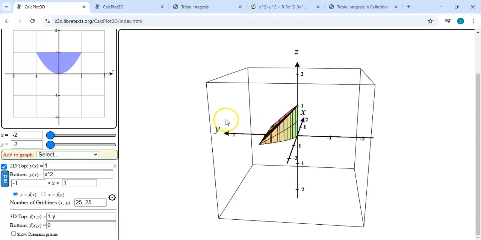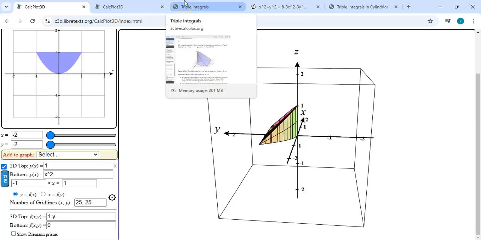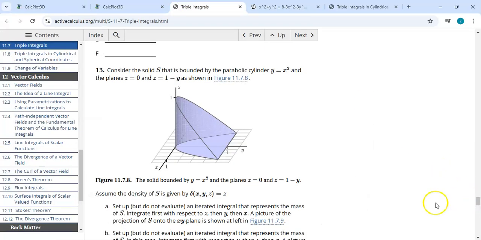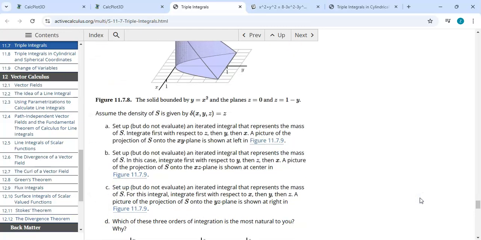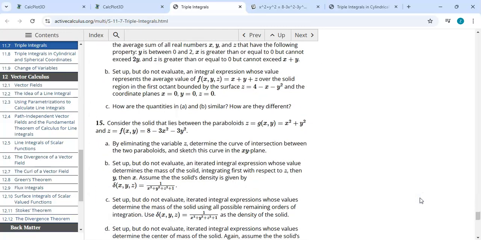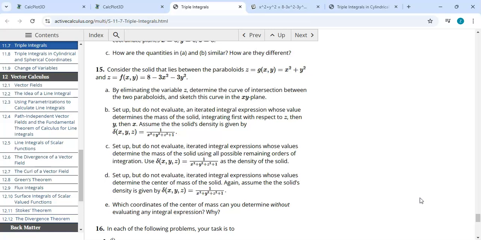So this is what you can do. If you want to see something a little bit more complicated, or how you might work through a specific problem, we can look at number 15 here. So I think this is kind of a cool thing to do.